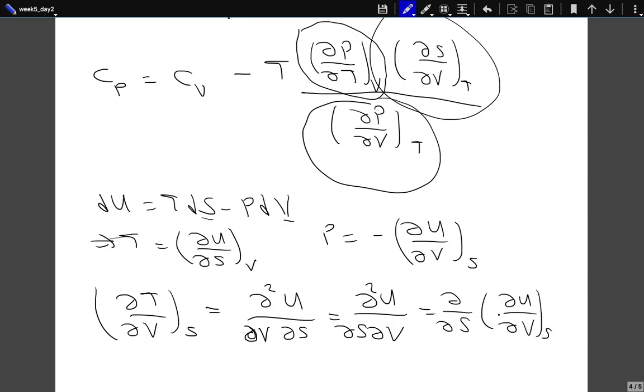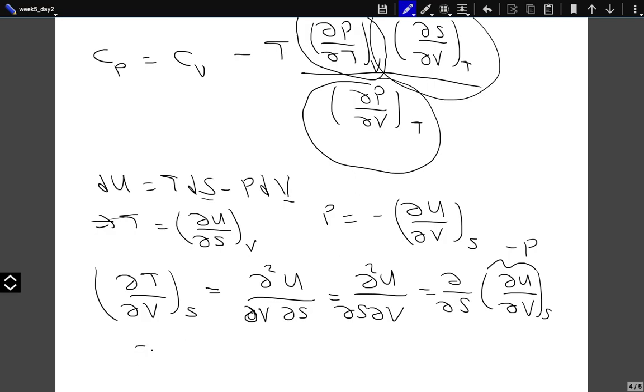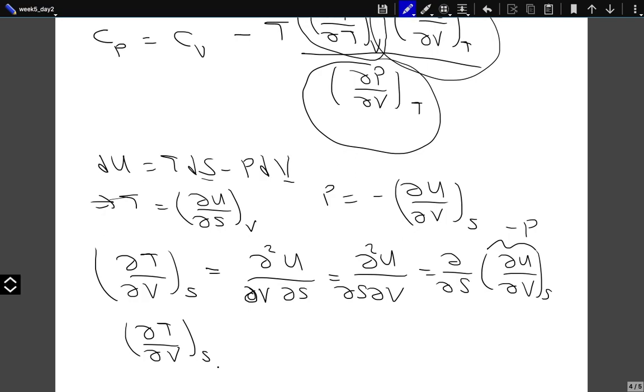But this derivative is nothing but minus P. So the derivative of temperature with respect to volume in an adiabatic process, how temperature changes in an adiabatic process, is actually how pressure changes if I change the entropy of the system at constant volume. Well, how can I do that? If I add heat to the system, the entropy will change. I will keep the volume constant, and I will see how pressure changes.